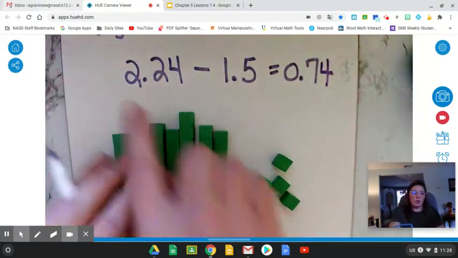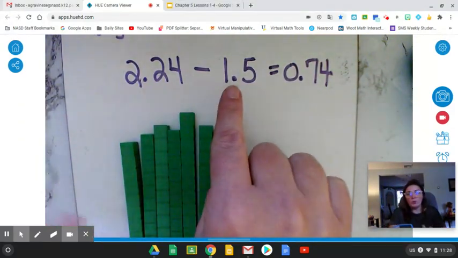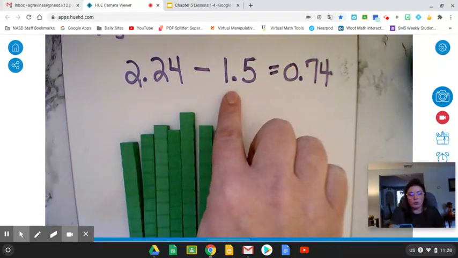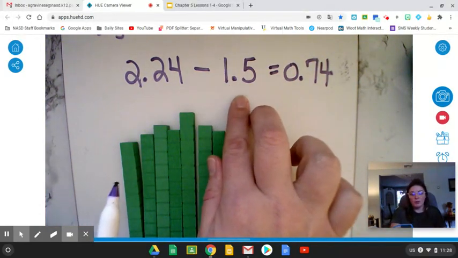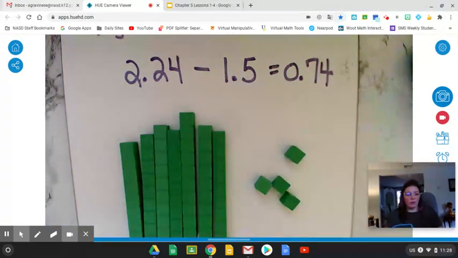So when I subtracted these, I had to borrow or regroup or exchange or trade, whatever you want to call it. And I got 74 hundredths.